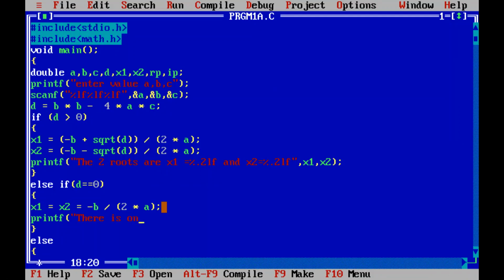There is only one root, right? One root. So that root value we will be printing. What sentence do you want to give? One root. Then you can give percentage x1 equal to, or x1 equal to, x2 equal to, like that. If you want to give, what is the value where we will give percentage point to LF?